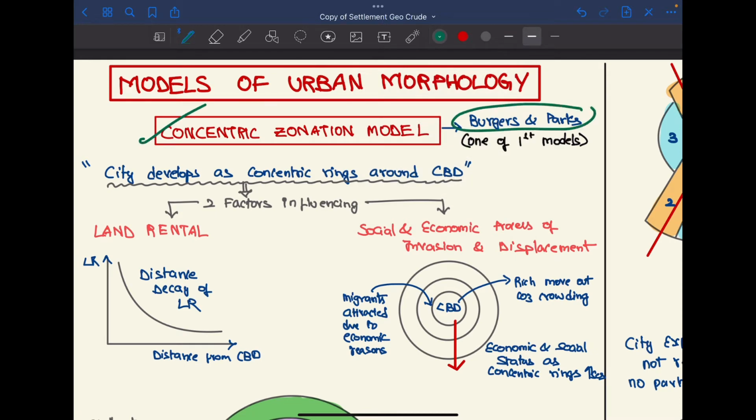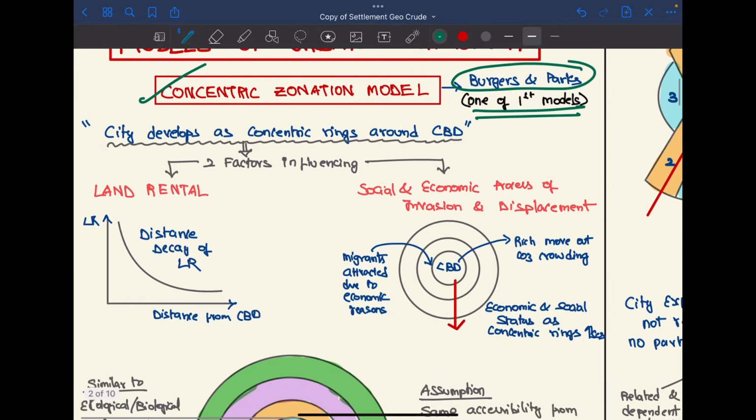So the models of urban morphology, we have the first one, which is the concentric zonation model, which is given by Burgess and Park. This is one of the very first models. So according to them, a city develops as concentric rings around the CBD.